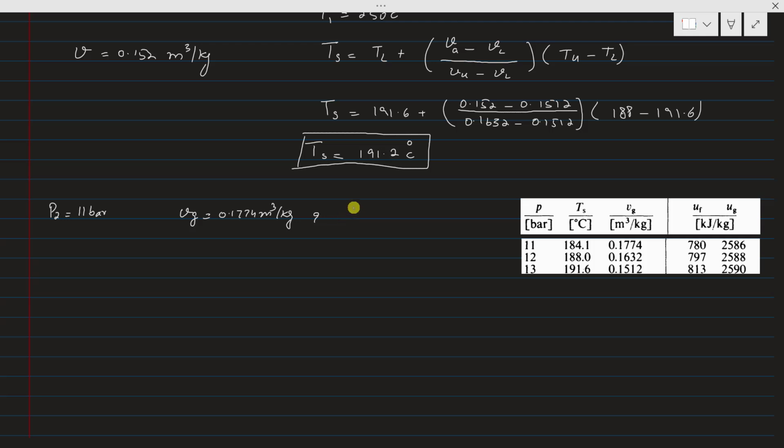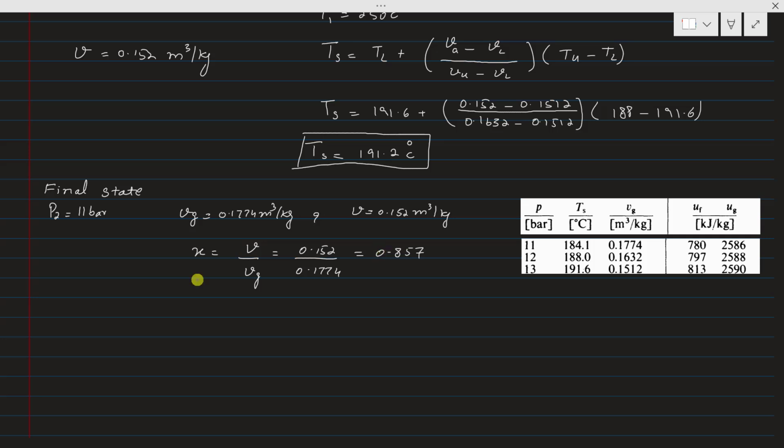At 11 bar, specific volume of saturated steam is 0.1774 meter cube per kg, and we already calculated that the volume of the vessel is rigid and it is 0.152 meter cube per kg. Dryness fraction will be equal to actual volume divided by the volume when the steam is dry saturated. After solving, you will get the dryness fraction value as 0.857.